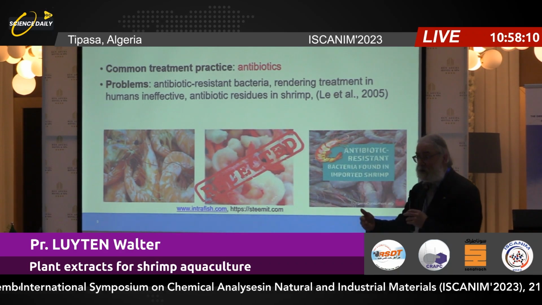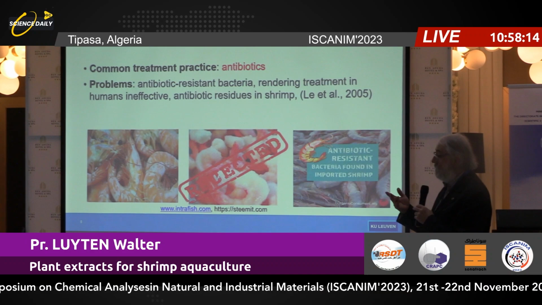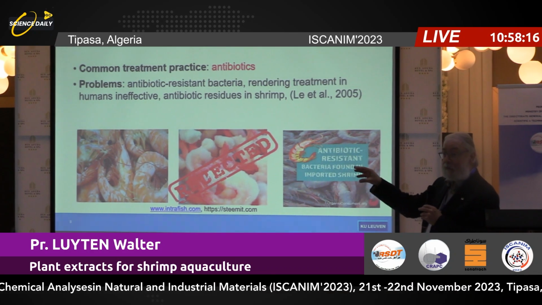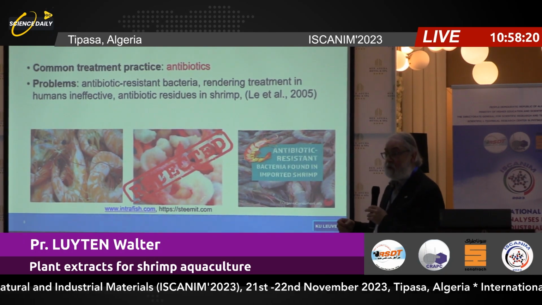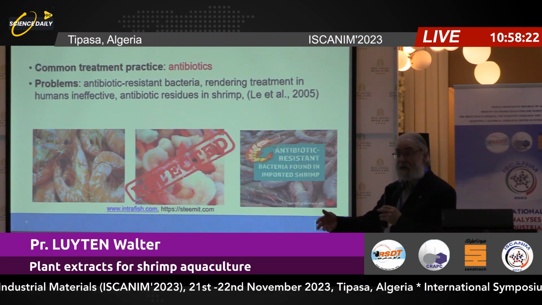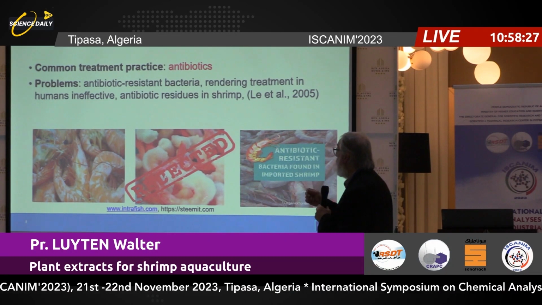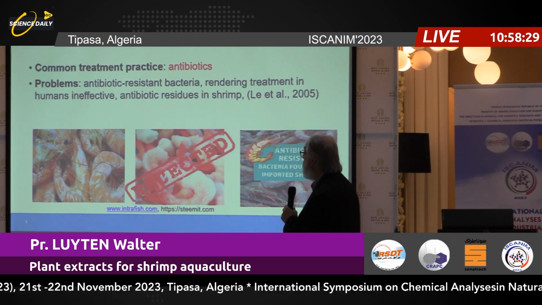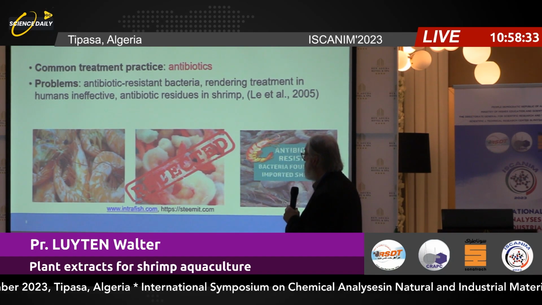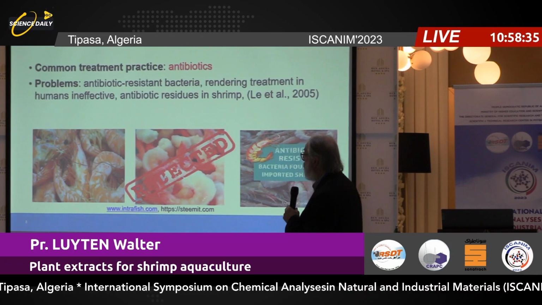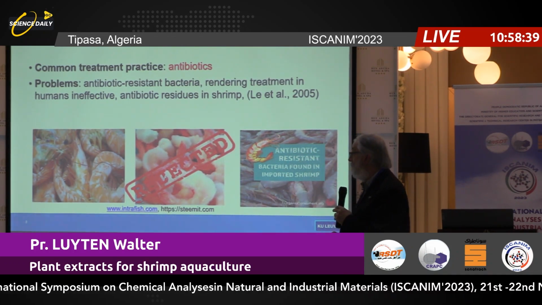The more antibiotics you use, the more you select for resistant strains. And these resistant strains don't stay in the ponds where the shrimp live. They are also transferred via the humans that come in contact with them. And so this antibiotic resistance in the bacteria of the shrimp leads to antibiotic resistance in human bacteria, which renders the treatment with antibiotics less effective.